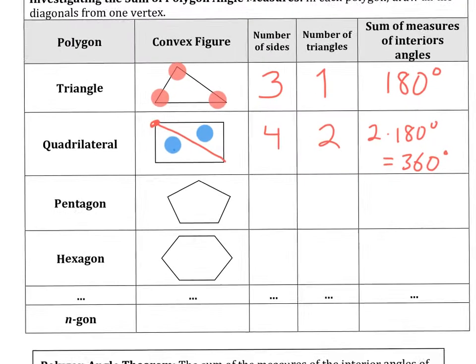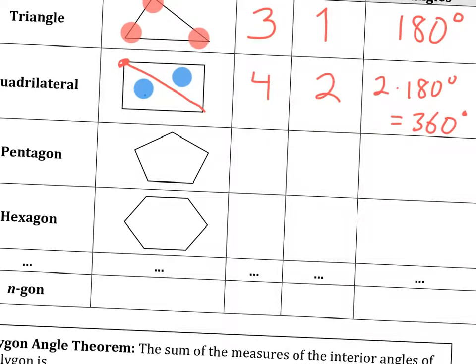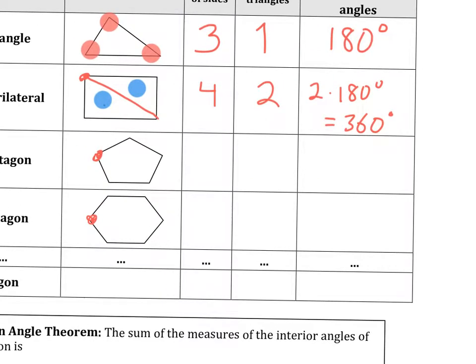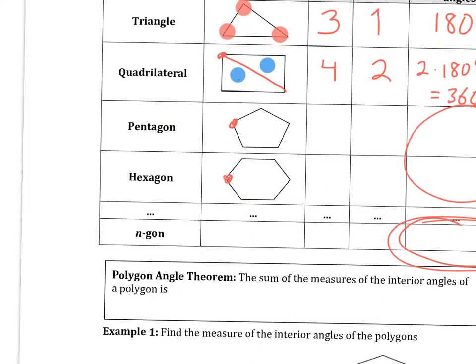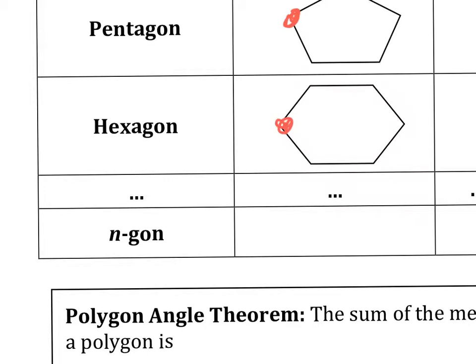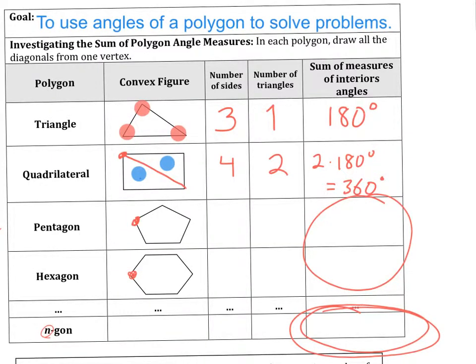Now, for the next ones, from one vertex, please make all the diagonals that you can, and then count up the triangles. From there, you're going to figure out what they all add up to, and then your goal is, can you generalize that? Can you apply that to any polygon? That's what n-gon means. N-gon means any number of sides, a 20-sided figure, an 8-sided figure, etc. All right, so now let's finish up and see what we have here.